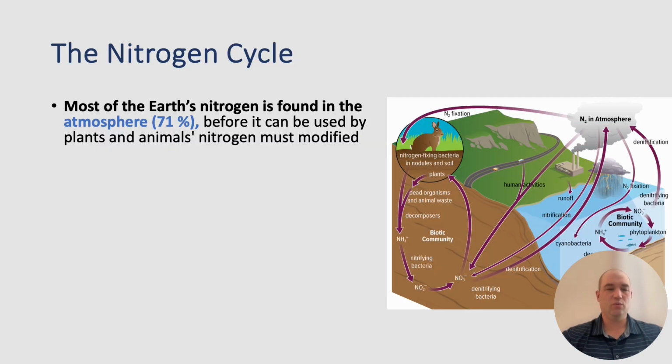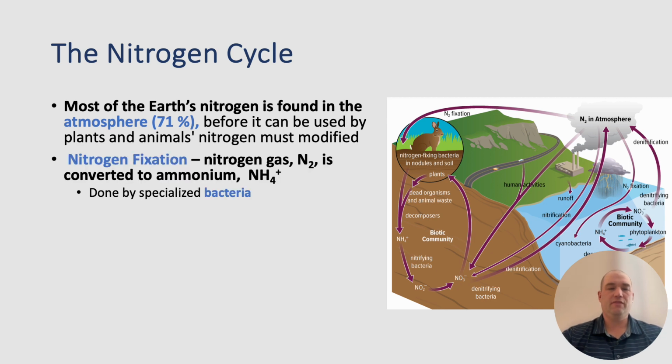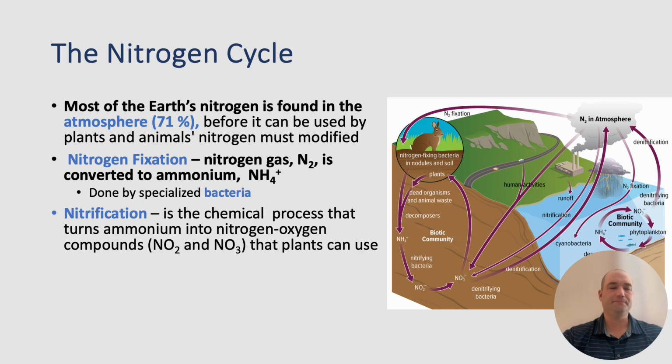So the next cycle we are looking at is the nitrogen cycle. Now, most of the Earth's nitrogen is found in the atmosphere, about 71%. And before it can be used by plants and animals, nitrogen must be modified. So there are these organisms called nitrogen fixers, or through a process called nitrogen fixation, nitrogen gas, N2, is converted to ammonium. And now it is able to be used by most of the organisms in the food web. And this is done by specialized bacteria in an ecosystem.